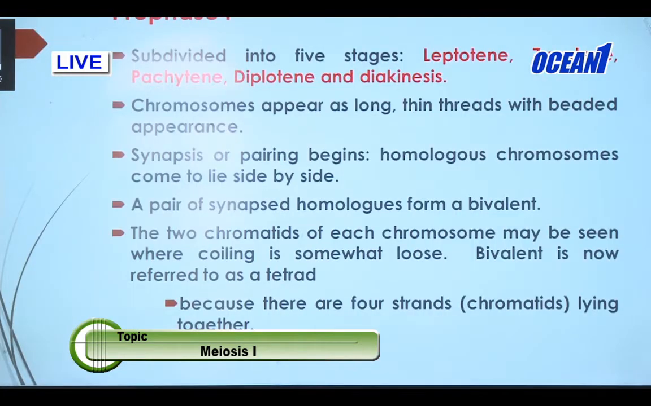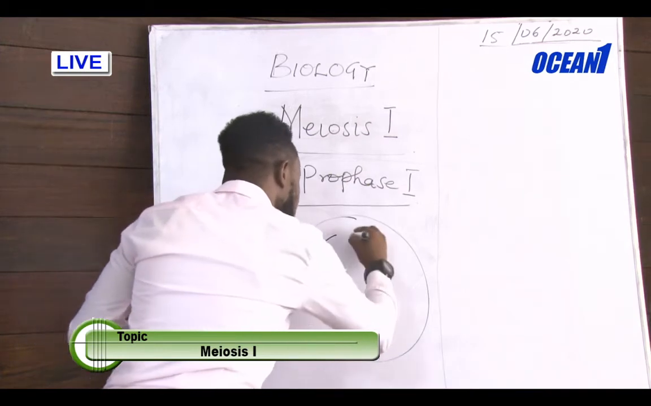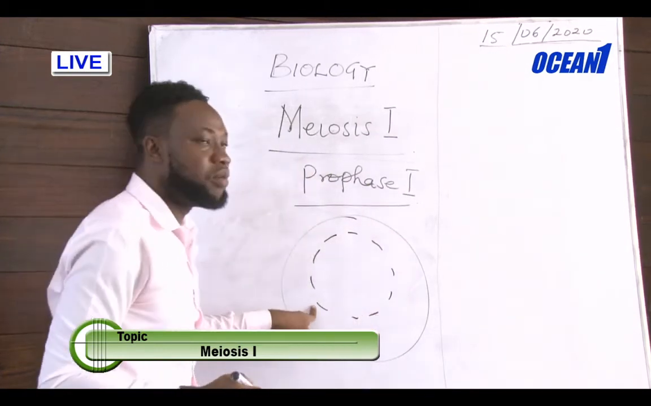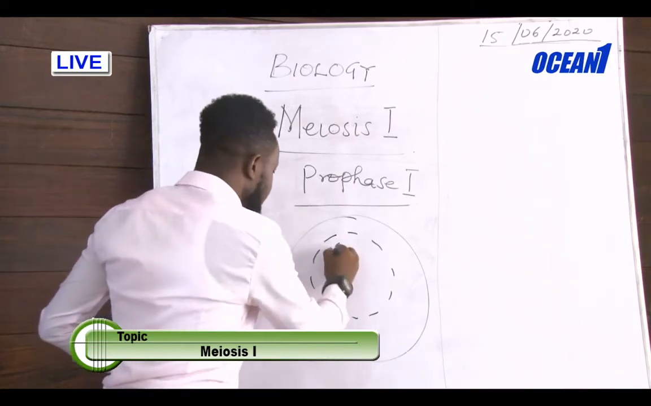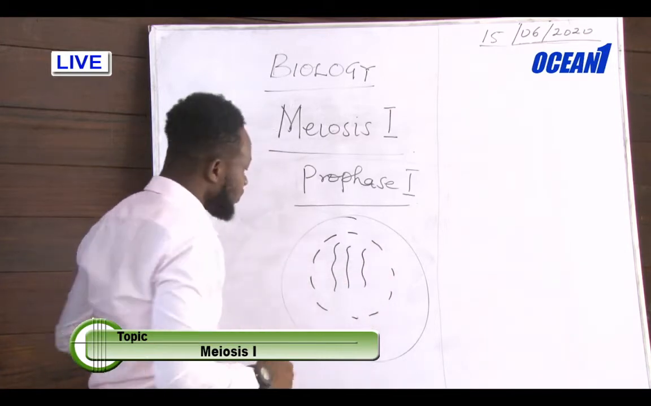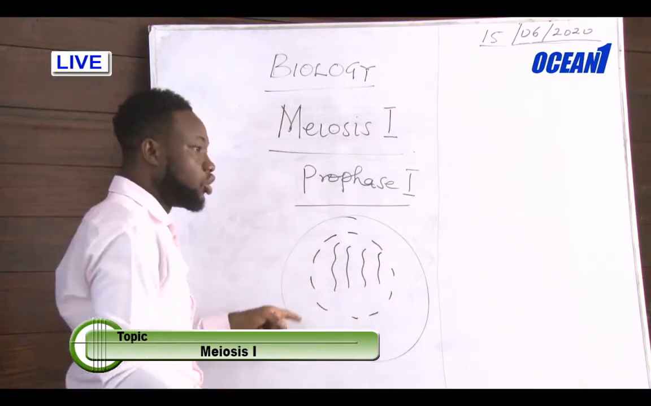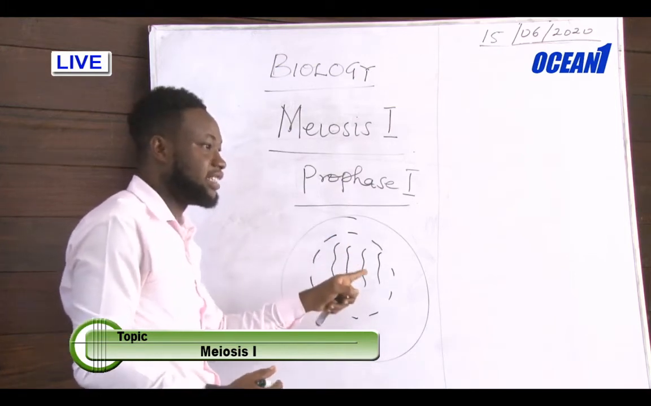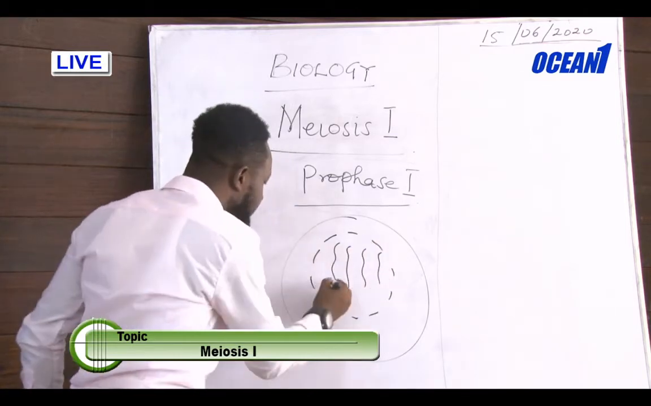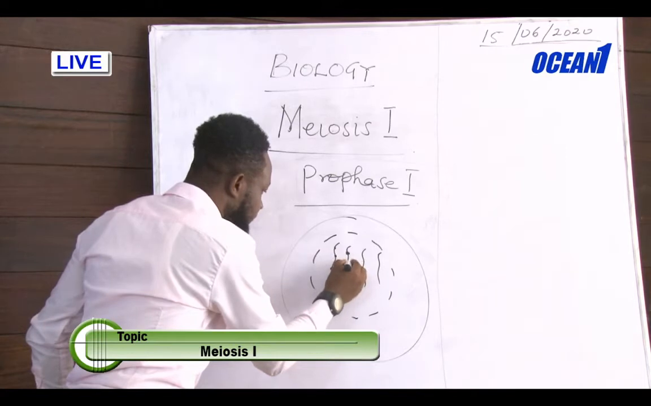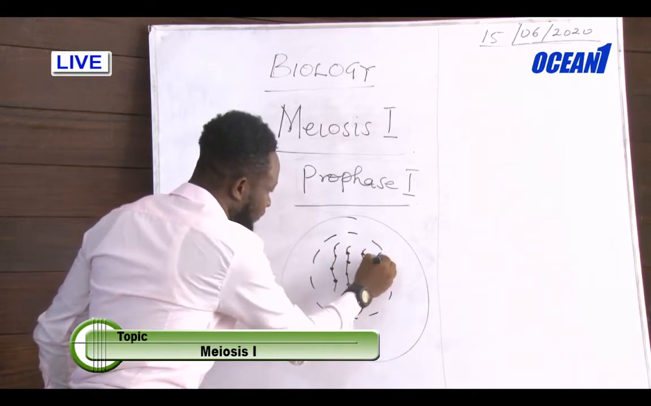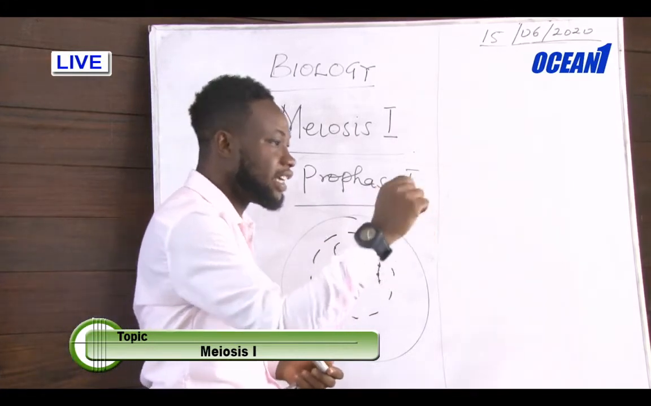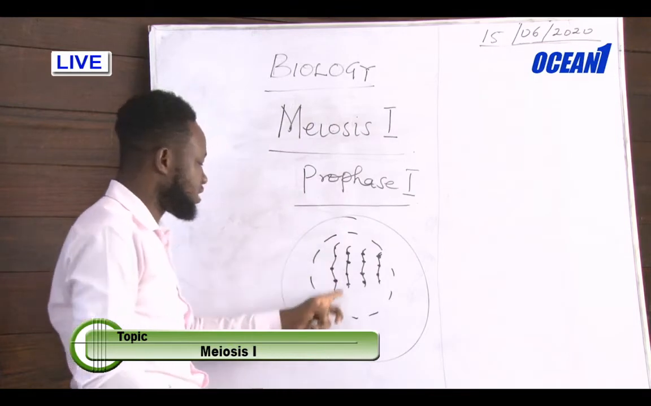So what happens in prophase 1 under meiosis? We see that chromosomes appear as a long, thin thread. If this is the cell, the nuclear membrane, don't forget what we did in mitosis, remains intact. And we have the chromosomes, which in fact haven't condensed. So over here, the chromosomes appear as a long thread like this. And this chromosome has beads. So you see something like this. That's why I said chromosomes appear as long thin threads with beaded appearances. So this is what we see.